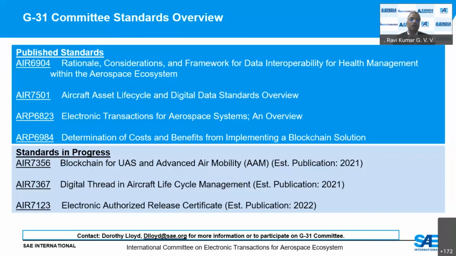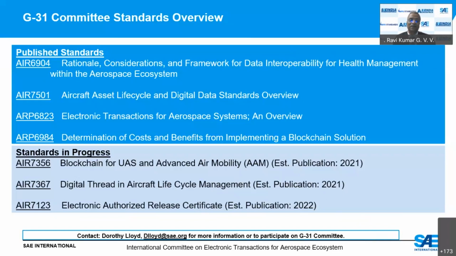Then we have published AIR 7501. This document talks about the aircraft asset lifecycle and the digital data standards that are out there. It is more or less an overview document that gives a bird's eye view of all the digital data standards available today. We have also published ARP 6823, which is essentially the electronic transactions for aerospace systems, a cornerstone and overview document. Then recently we published ARP 6984, determination of costs and benefits from implementing a blockchain solution. These are the 4 documents that have been published.